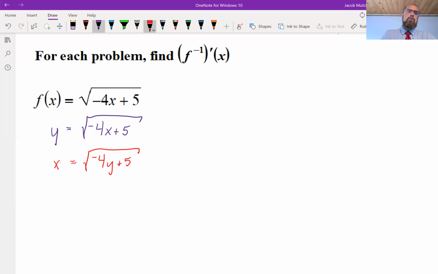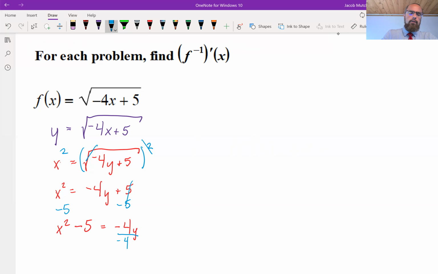So for this one, I see that the square root is over that whole right side, so I'm going to cancel it by squaring. Then I also have to square the left side. So that gives us x squared on the left equals now negative 4y plus 5 on the right. So now I can move the 5 and the negative 4. I'll subtract 5. And we'll get x squared minus 5 on the left equals negative 4y on the right. And then to solve for y there, I'll just divide by negative 4 and distribute that to each term.